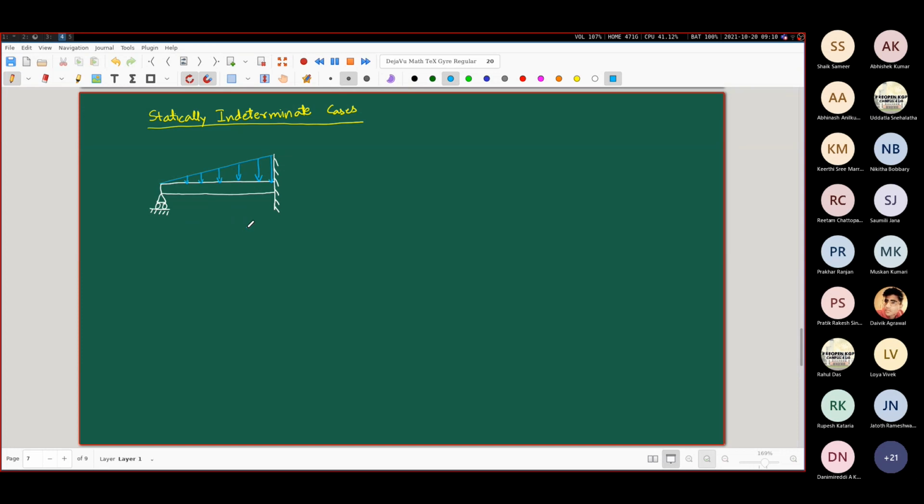Suppose I take it the other way around. Suppose I consider it like this. Then nothing is falling down. This is just a cantilever beam. It is properly constrained and everything. It can stand on its own. The only difference from this is that the unknown reaction force which will be exerted by this pinned end on this beam has gone missing here.